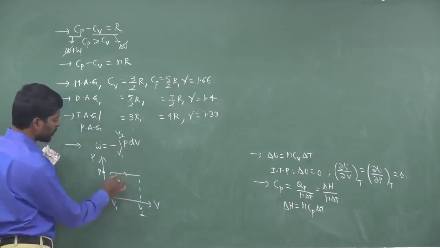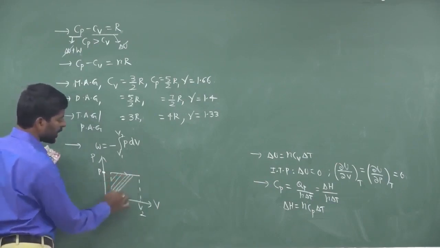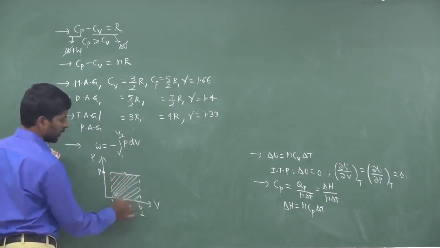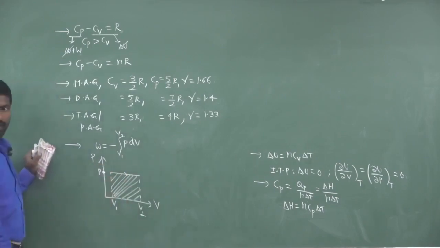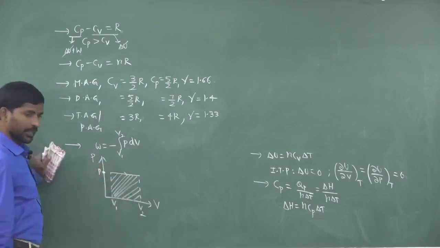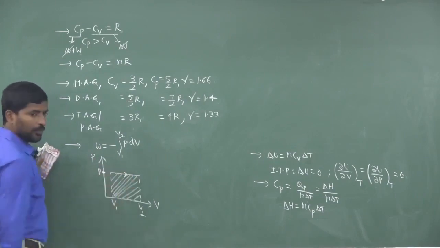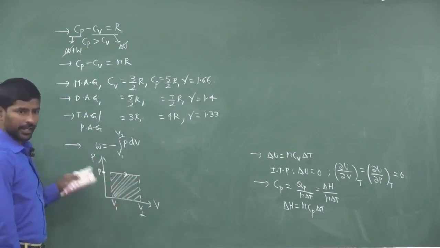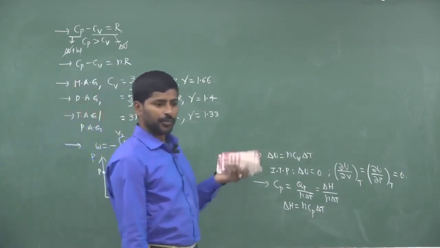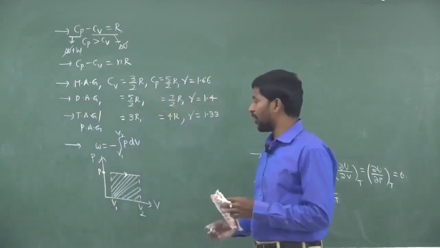So the work done during this process is nothing but the area below that line. During expansion, is the work done positive or negative? Negative. Work done is negative. For compression, we will get work done positive.